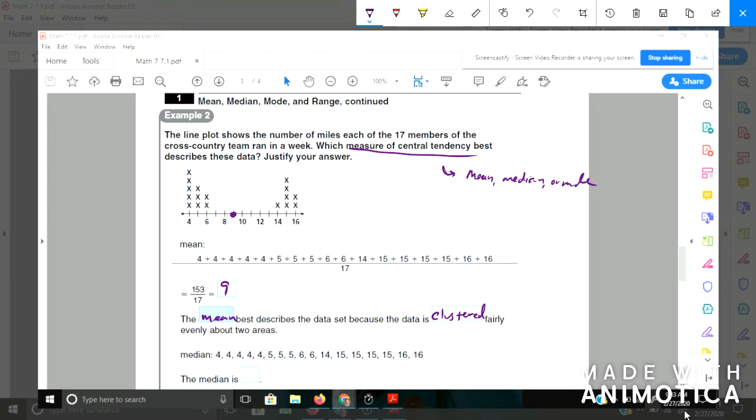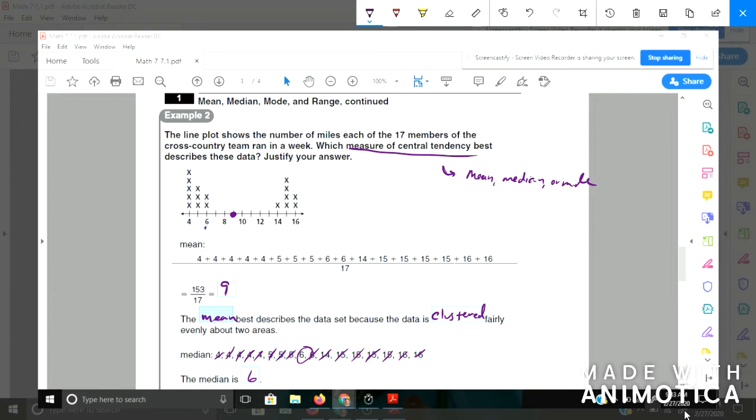The median, if you lined up your numbers from least to greatest and you found the middle number, let's see if we can do that here. Cross out a small and a big and work your way towards the middle. Lots of data points here, so it's a little bit longer. The middle number, the median, is 6.